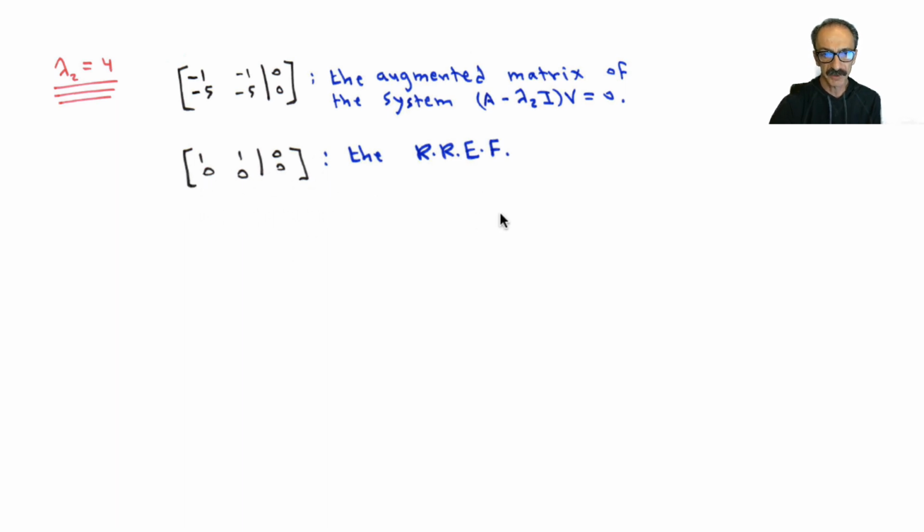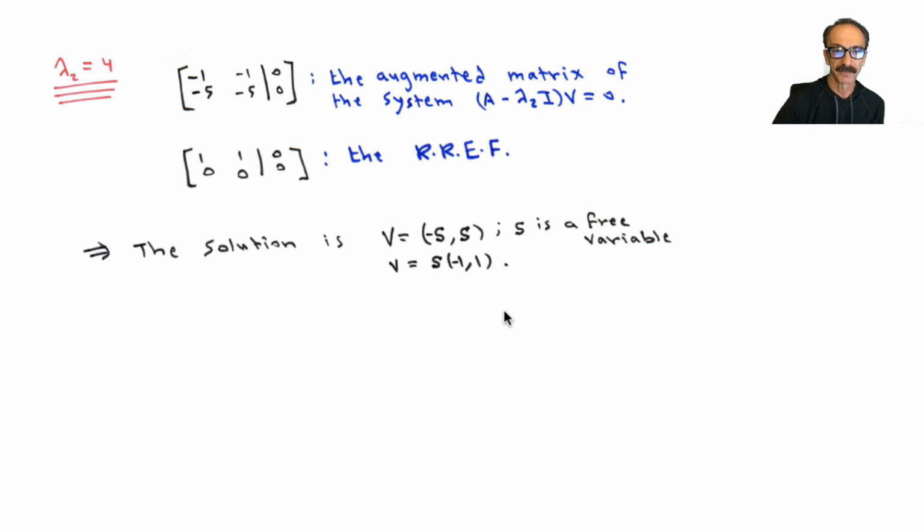Not too hard to write the solution set for it, but I could see that x2 and x1 add up to 0, which means moving x2 to the other side, or x1 to the other side, they're opposites. So if s is a free variable for x2, minus s will be the output for x1. So v2 that corresponds to lambda 2 is -1, 1, -1, 1.